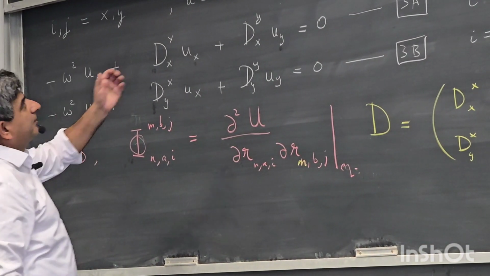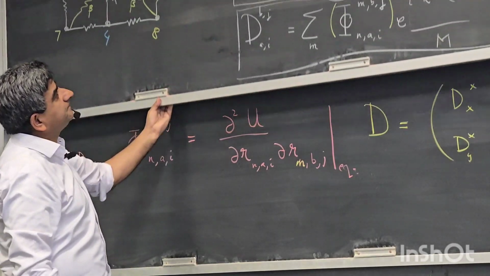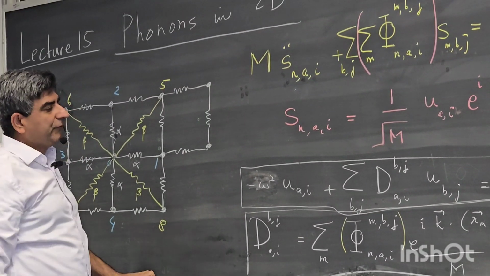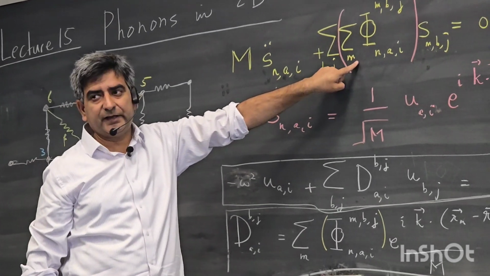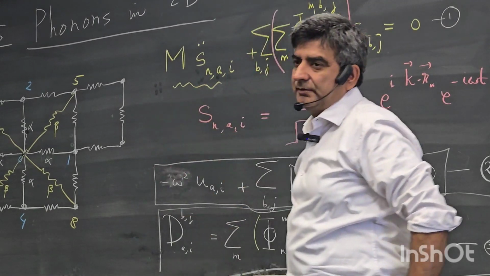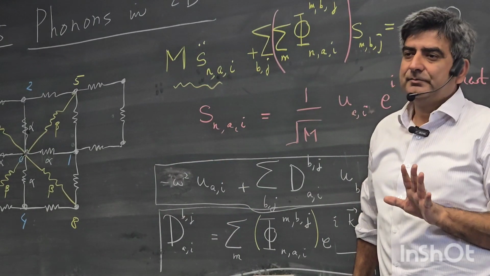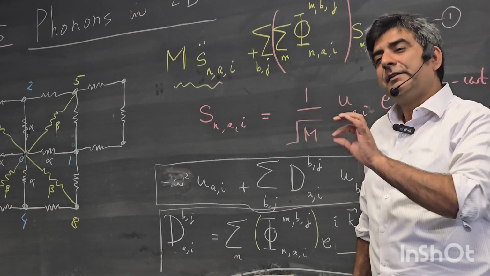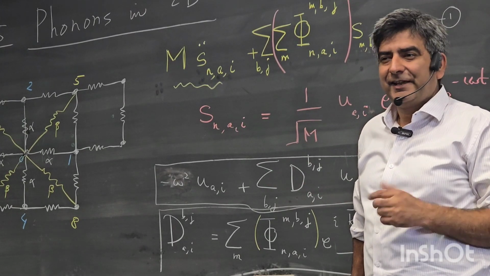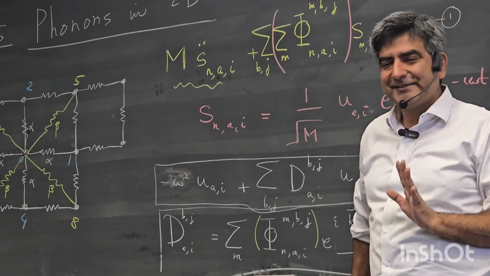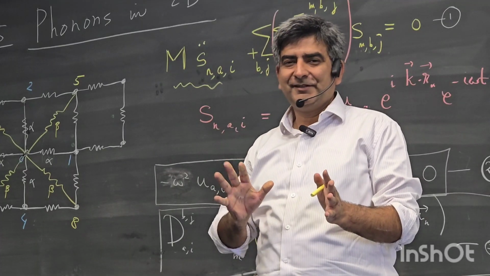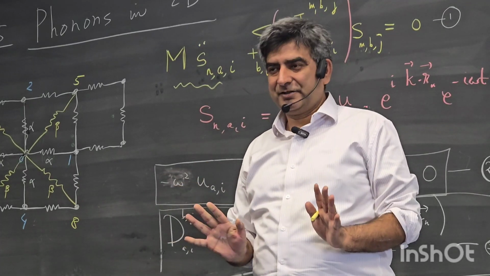All right. So do remember that if you look at this term here, this phi, what does it physically represent? This is a force. This is a force on the nth atom, the Ath atom inside the basis at the nth location, in the I direction. All of this is a force on the Ath atom along the ith direction.